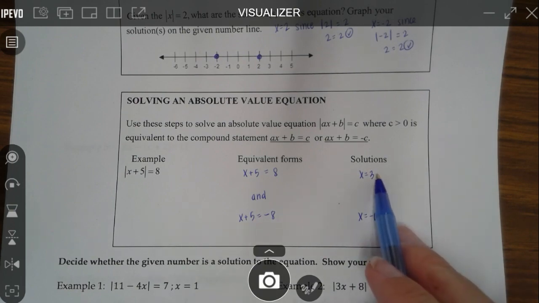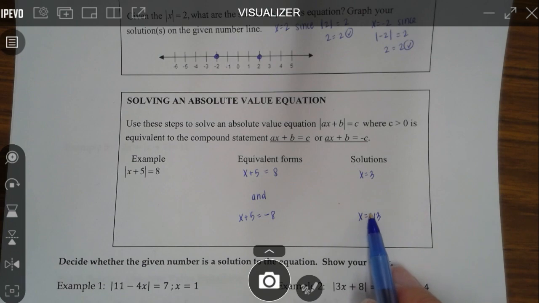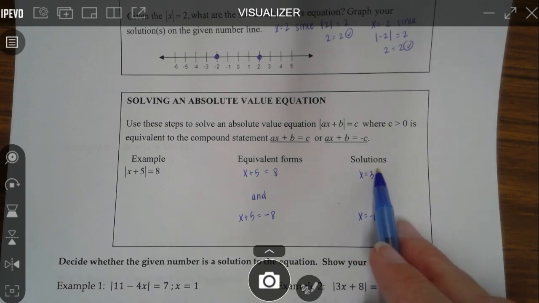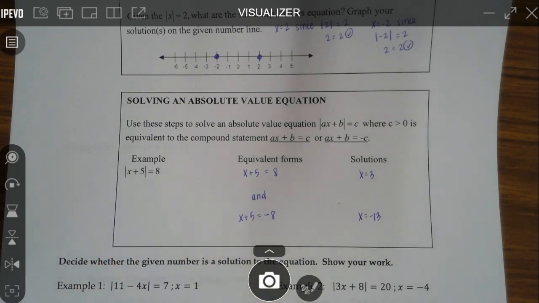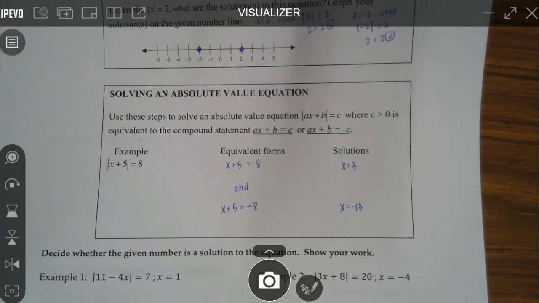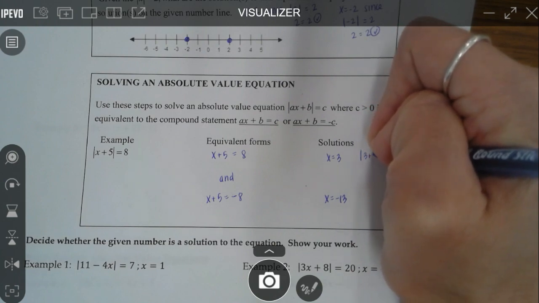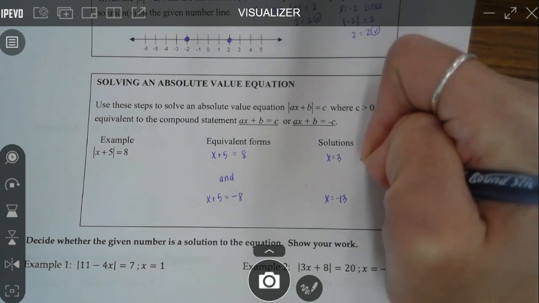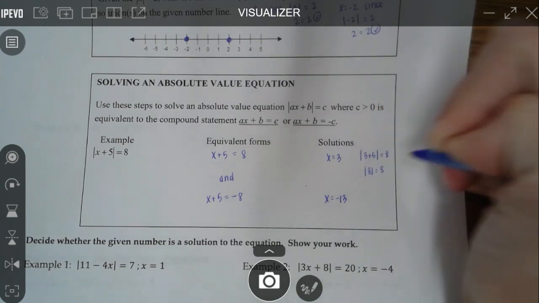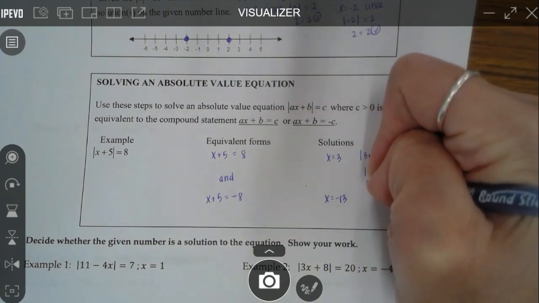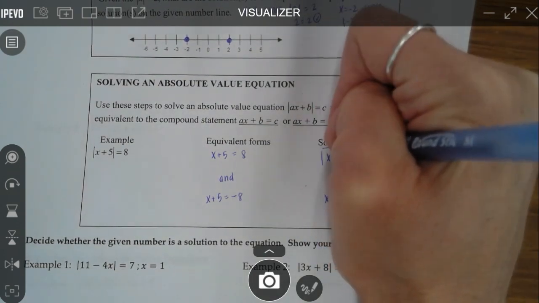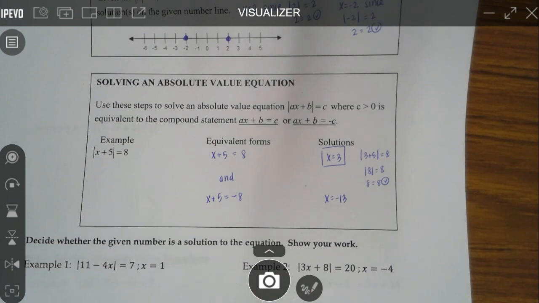When we are solving these absolute value equations, we always want to go back and check our work. So we want to make sure that this is a solution by substituting it back into the original equation. Same thing here. Take this negative 13, substitute back into the original equation. So if I do that quickly, 3 plus 5 in the absolute value is equal to 8. That's going to be the absolute value of 8 is equal to 8. That does give me a true statement. So that means that one of the solutions here is definitely x equals 3.